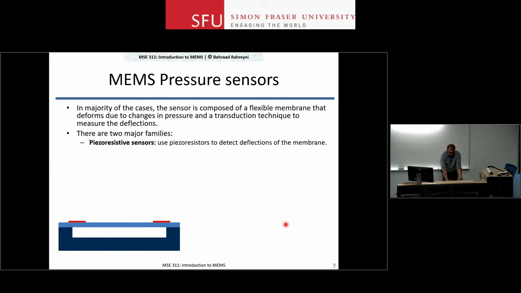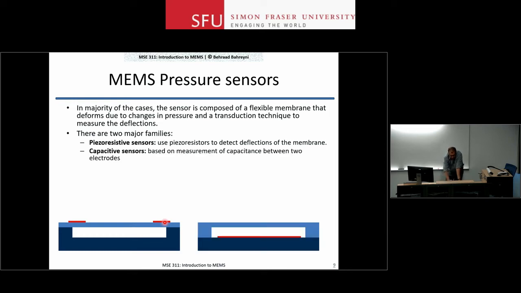In one case, we can have a piezoresistive pressure sensor where we put the piezoresistors around the edges of the membrane, create a cavity underneath with a known pressure inside it, and when the membrane deflects due to the changes in pressure at the top, you measure the stress in the piezoresistors and convert it to the pressure changes.